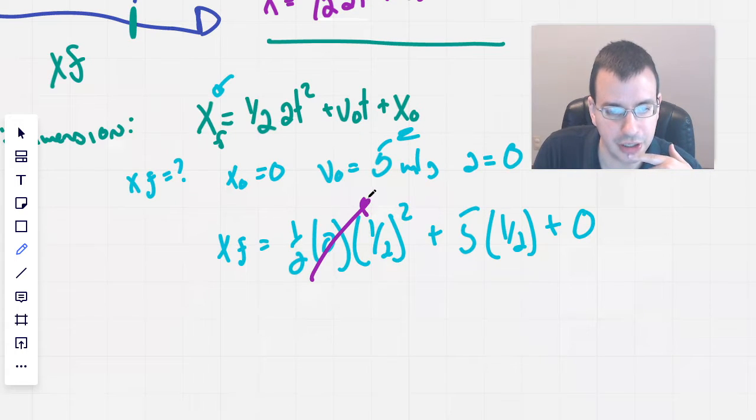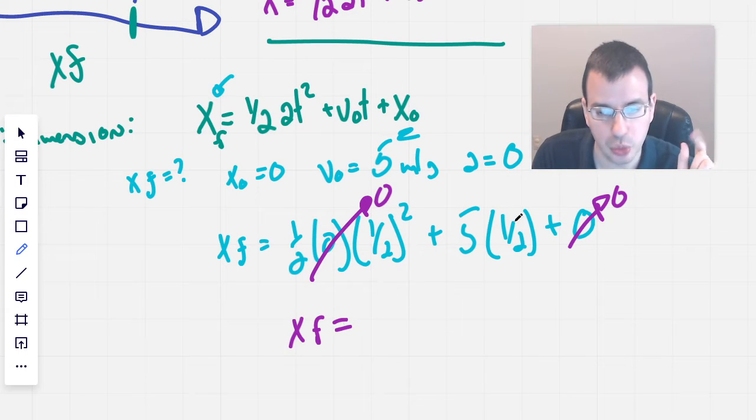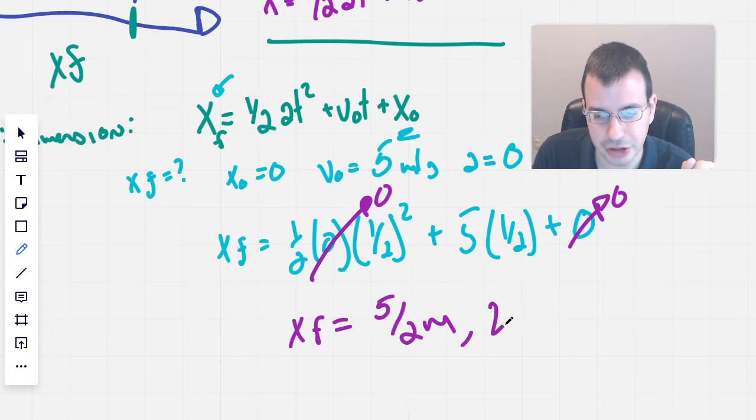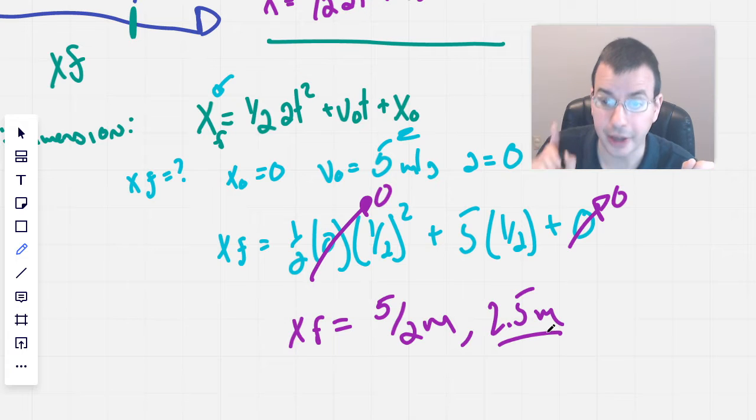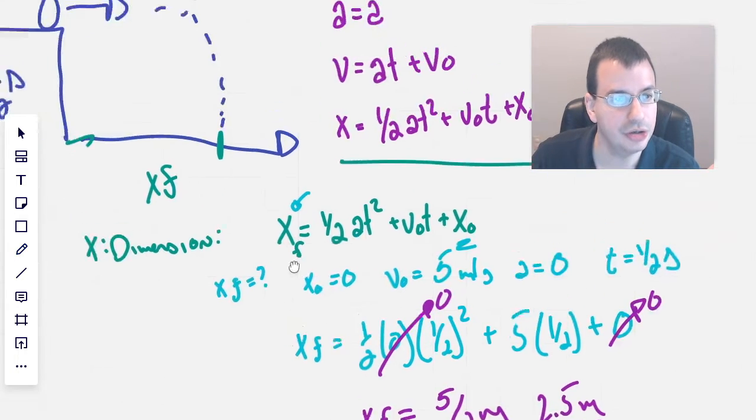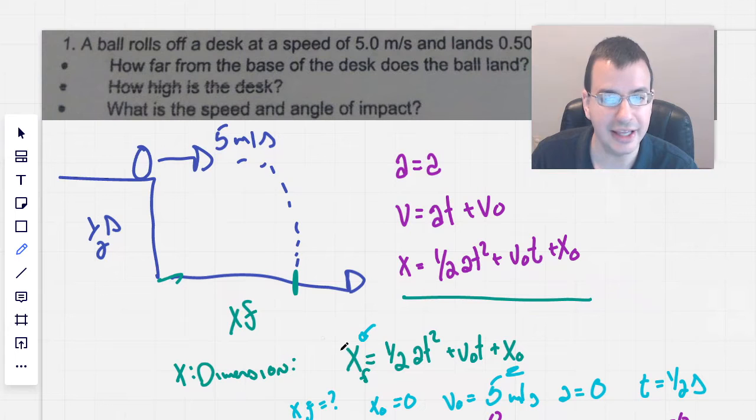So this has a 0 in it, so that goes to 0. X naught is 0, so that's 0. So the final distance traveled in the x direction will be 5/2 meters, which is about 2.5 meters. Okay, got that part. So now we want to do how high is the desk?